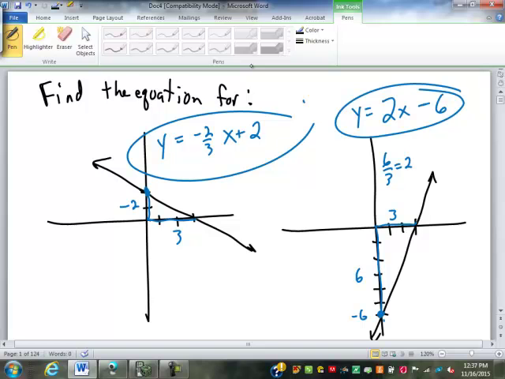2 over 1, that would be fine. 6 over 3 would be fine. It's just poor grammar. It could be y equals negative 6 plus 2x, that would be fine, as long as it's a negative 6 and a positive 2x.